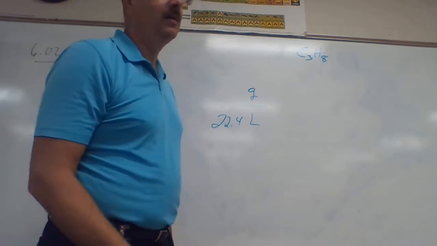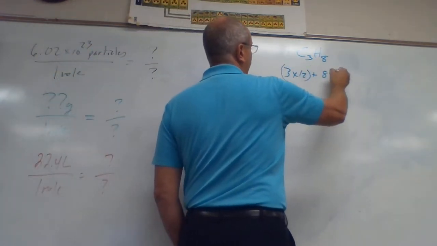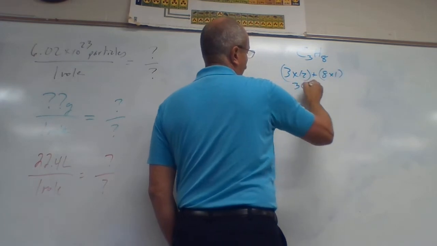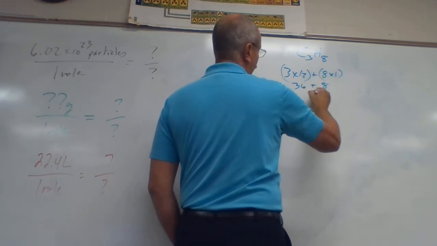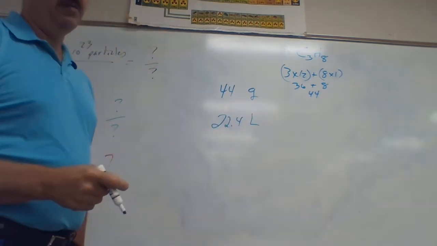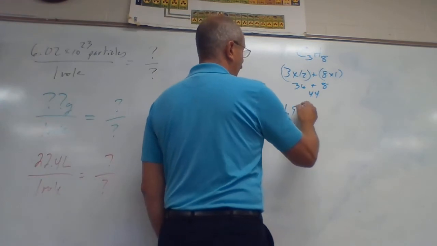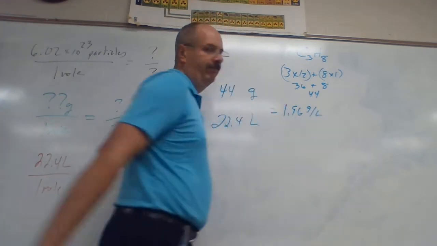C3H8. So we've got 3 carbons times 12 plus 8 hydrogens times 1. So that's 36 plus 8, so that's 44. So we're going to go 44 grams divided by 22.4 liters. And if you divide that out, you're going to get a density of 1.96 grams per liter.